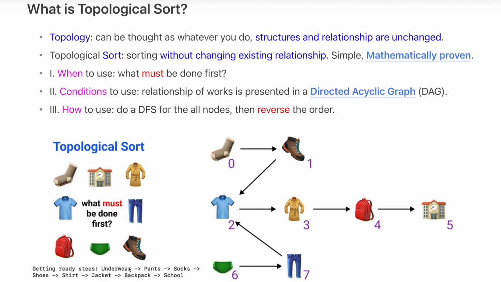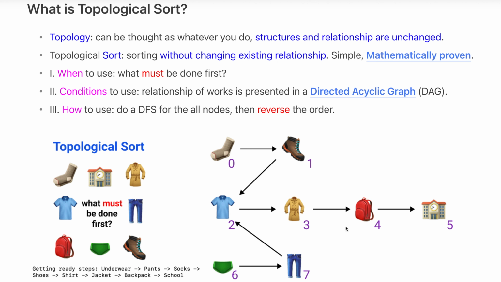So the question is, how do we get this order of what must be done first? And the answer is topological sort. And it's really simple to apply to all of the problems that are asking the question, what must be done first? So the way we solve this problem with topological sort is, from the information that we have, we're gonna build a graph. Let's have the relationships of things which show what must be done before what.